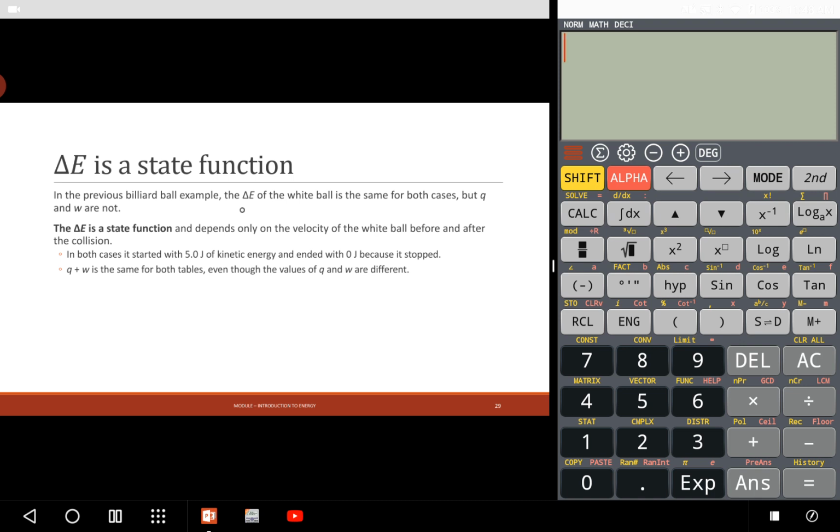So here is that summary. Delta E is a state function. It only depended on the velocity of the ball, the mass of the ball, how much energy the ball had initially, and how much energy the ball had in its final state. It started off with 5 and ended with 0 joules, so it was the same change in energy no matter what combination of heat and work were used. But heat and work always added up to the change in energy.